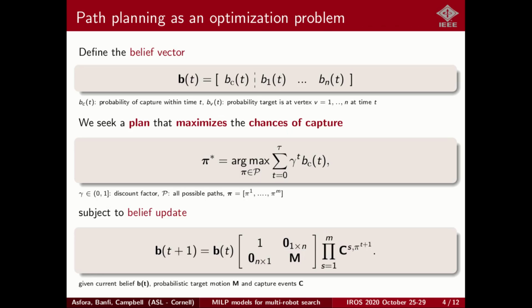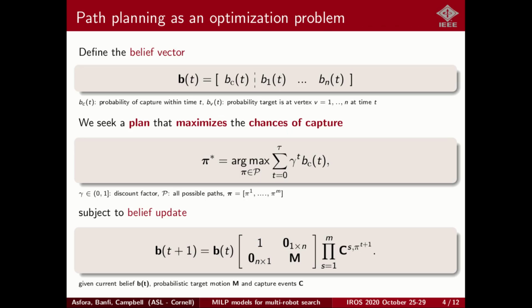And we subject this function to the belief update, which takes into account the current belief, the probabilistic motion of the target, encoded by matrix M, and the capture events encoded by matrices C, that relay the searcher's positions and the ability to detect the target. We now need to translate this formulation into a language that a MILP solver can understand.